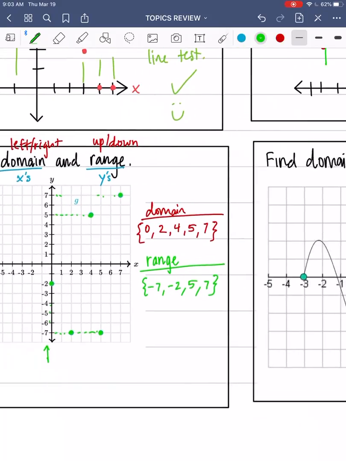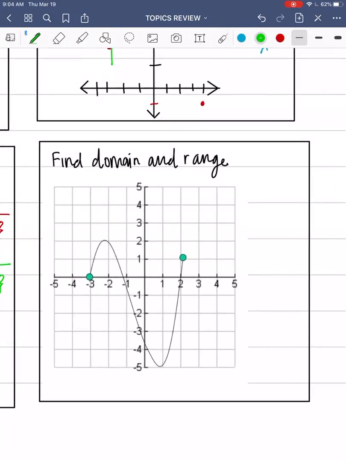All right, one more of these. Let's see. Find the domain and range. So this one is a little bit different because you can see it is a curve. It's connected, so we call it a smooth curve. So we get everything in here. So it's going to be a little bit different than the last one.